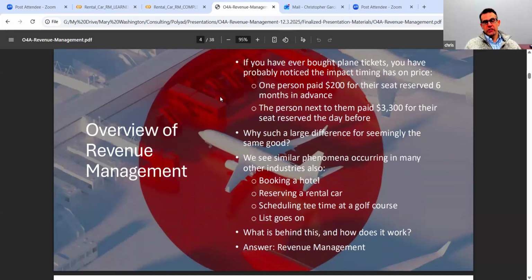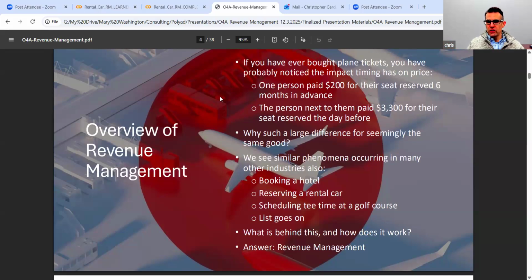most of us have probably at some point encountered at least the effects of revenue management and been a part of it in some way. If you've ever bought plane tickets, you've seen revenue management at work, and you've probably noticed the impact that timing has on the price. So, for example, you might find that you book your flight 6 months in advance, and you pay $200 for a seat, a relatively inexpensive seat, and then the very seat next to you, which, at least physically looking at it, is really indistinguishable from your seat. But the person sitting in that seat paid $3,300 for their seat, which they reserved the day before.